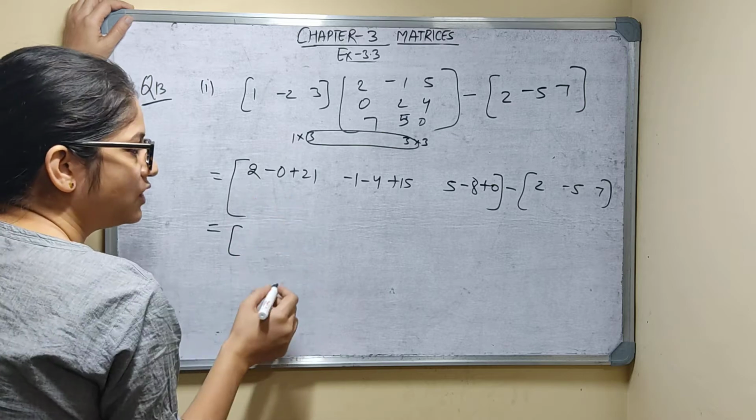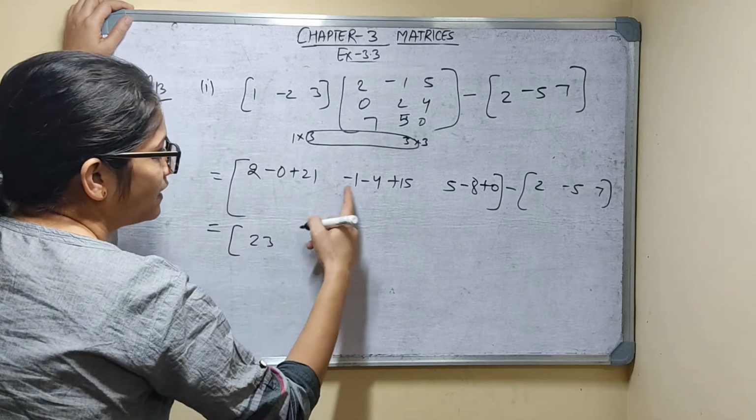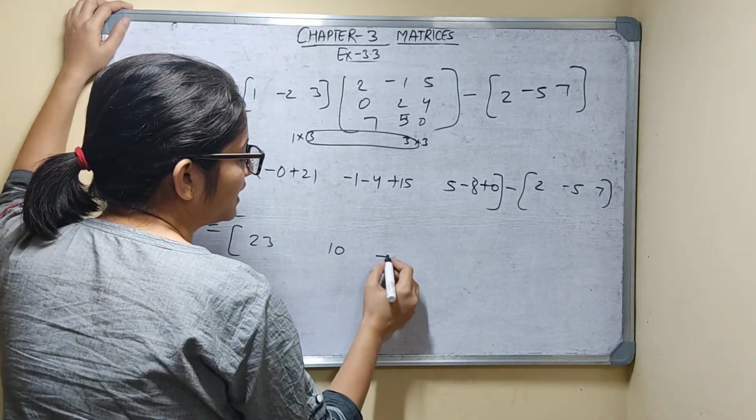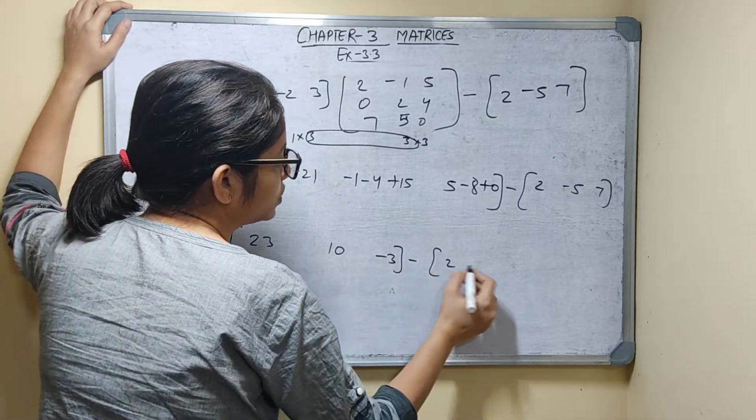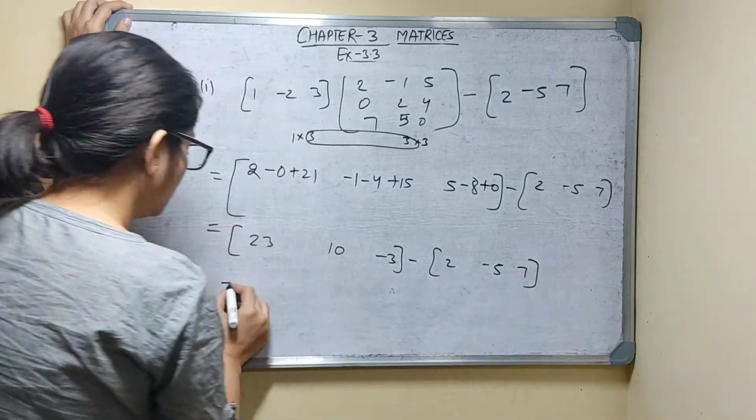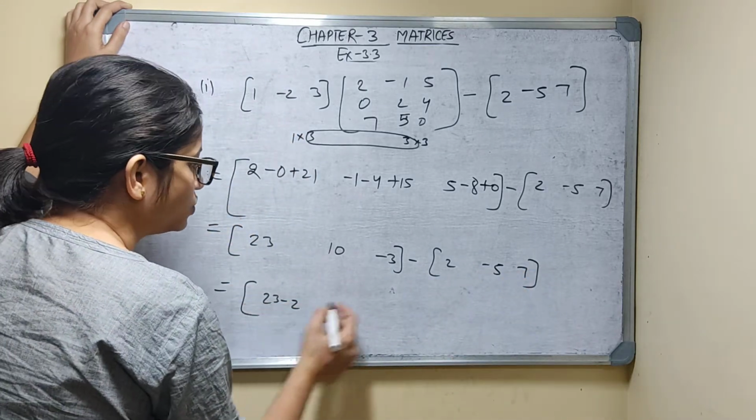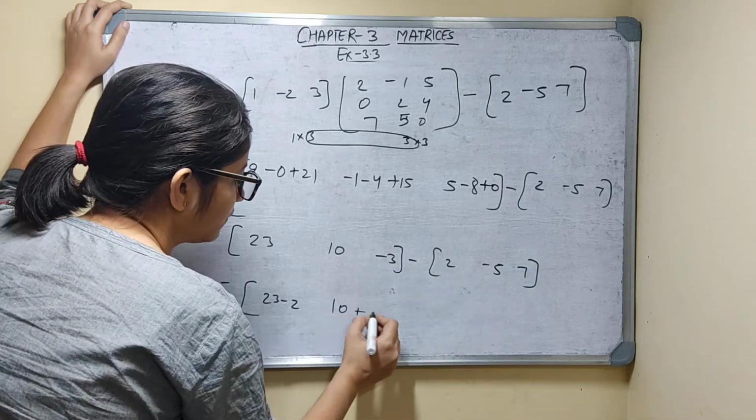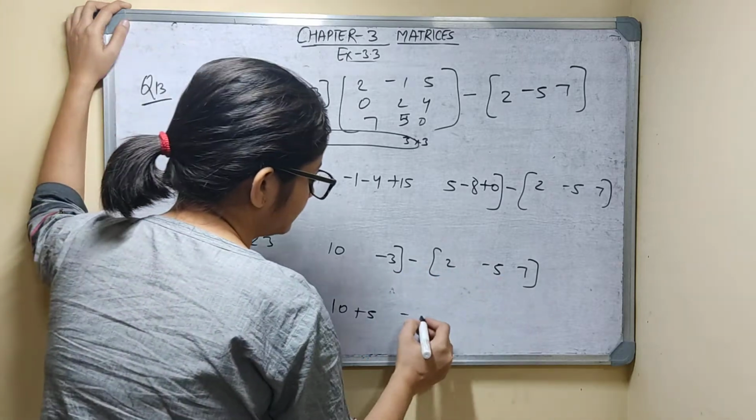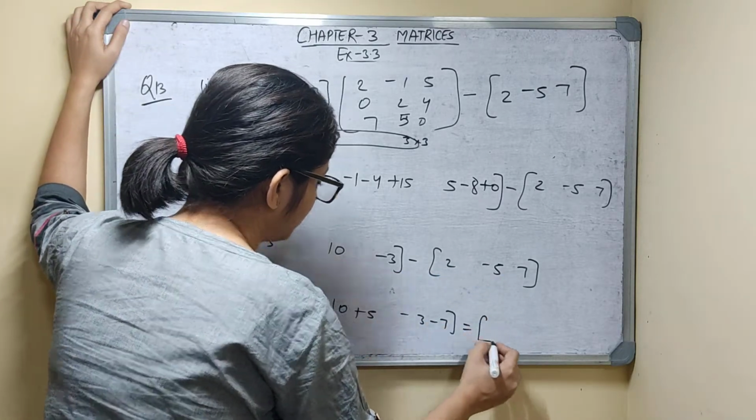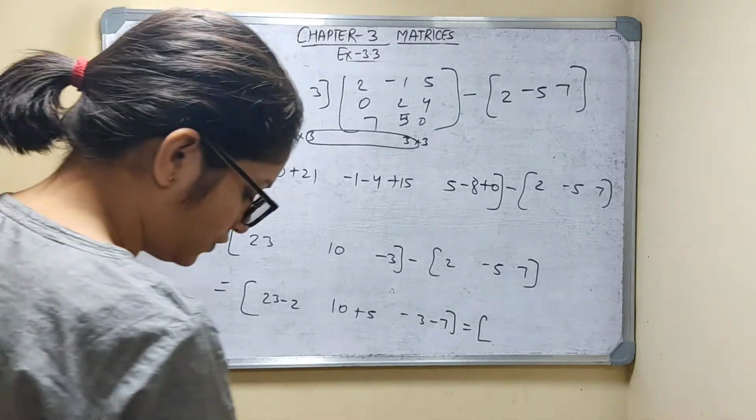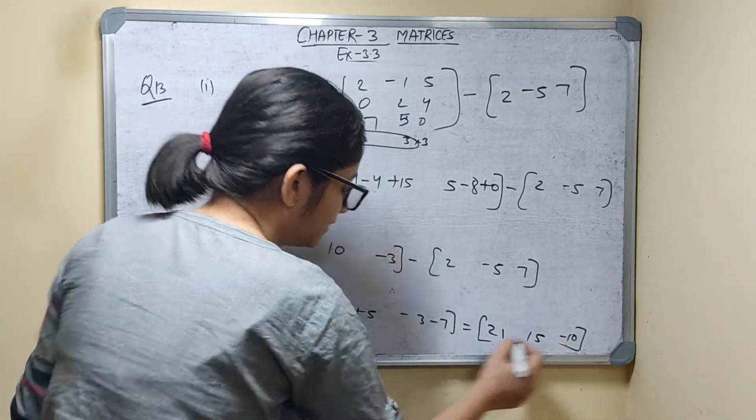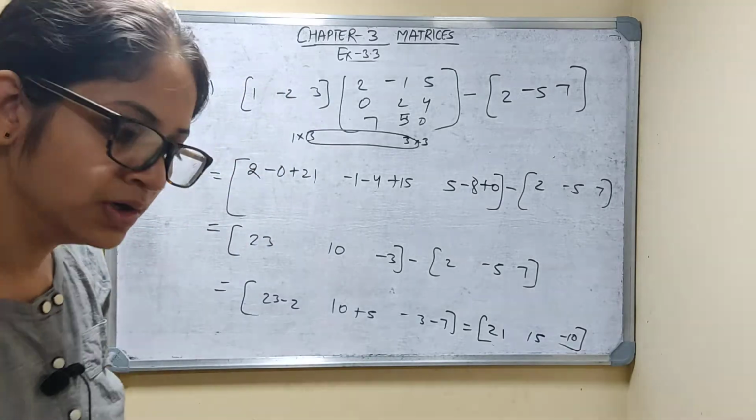So here 2 minus 0 plus 21 gives 23. Then minus 1 minus 4 plus 15 gives 10. 5 minus 8 is minus 3. Now subtracting the matrix 2, minus 5, 7: 23 minus 2 is 21, 10 plus 5 is 15, and minus 3 minus 7 is minus 10. This is the answer. Like this you have to solve.